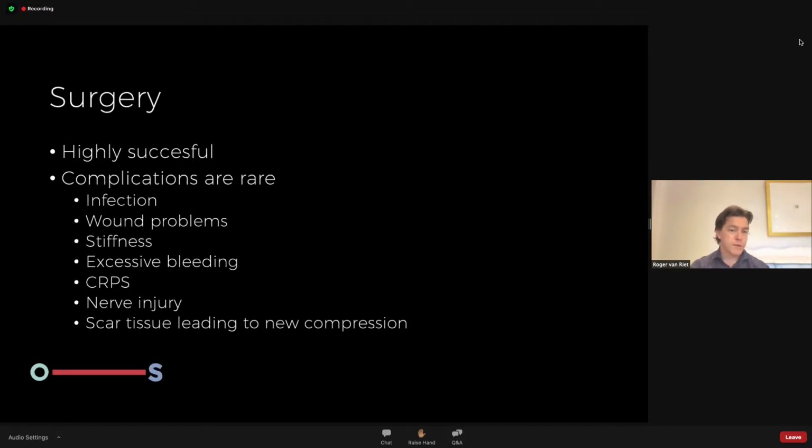CRPS, every nerve surgery can have it. Nerve injury, especially important, of course, with revision surgery or when patients have already had some type of procedure done to the nerve. Very rare in primary surgery. And then, like I said, scar tissue leading to new compression. It's possible. It's also possible that the decompression was not enough, so that the release was not distal enough for you.